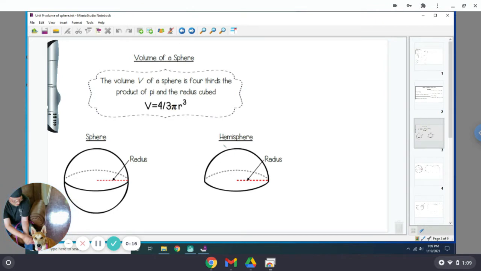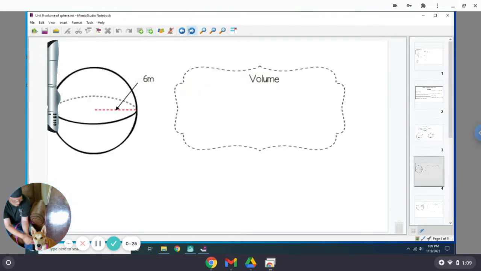And then there's something that you're going to be finding called a hemisphere. A hemisphere is just half of a sphere. So you find the volume of a sphere and then divide it by 2. So let's practice. So we're going to find the volume of the sphere.